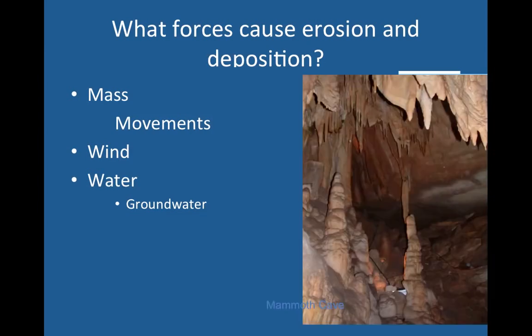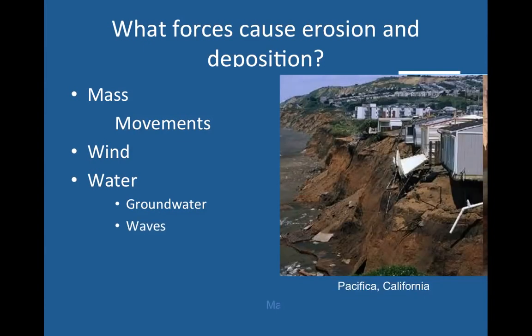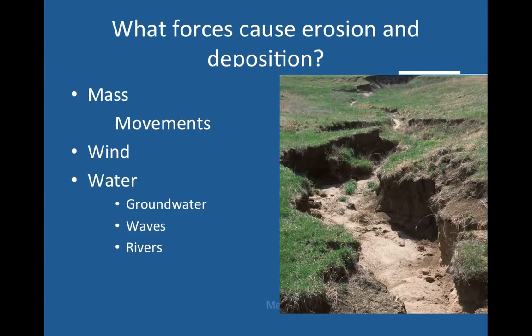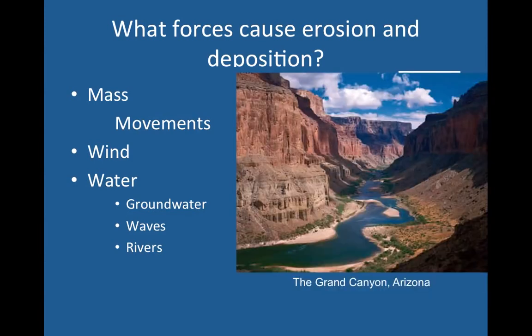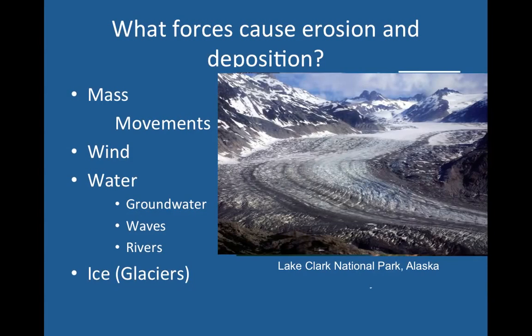Groundwater produces caves and caverns. You have waves constantly eroding at the shoreline. You have rivers, both small scale and large scale, that cause great changes to the landscape. And then finally you have ice in the form of glaciers, which act as frozen rivers and also have huge effect on the landscape. In this podcast, we're going to go through mass movements, wind, groundwater, and waves on a very small level of detail, just the basics. And then later you're going to learn about rivers and glaciers in a little bit more detail.